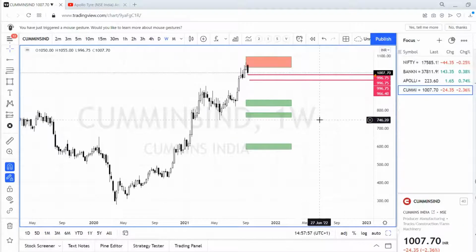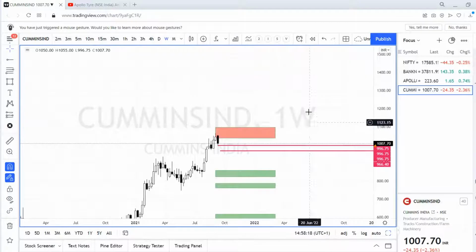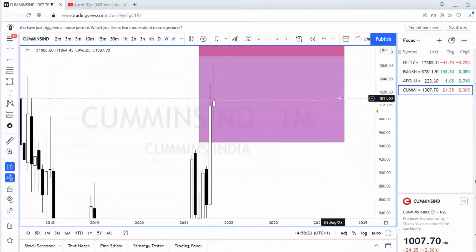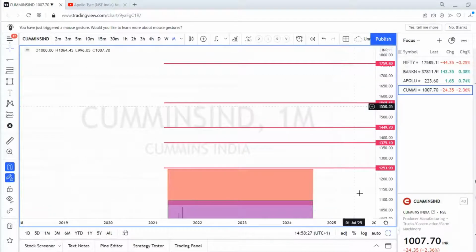And about Cummins, Cummins will definitely keep on moving from a long-term perspective. And if this zone doesn't give support to the bulls, then this zone will be tested, and this zone will trigger buy orders to move further up. And on the upside, again for the long-term investors, I have marked these zones, these levels. You can see the video and note it down.